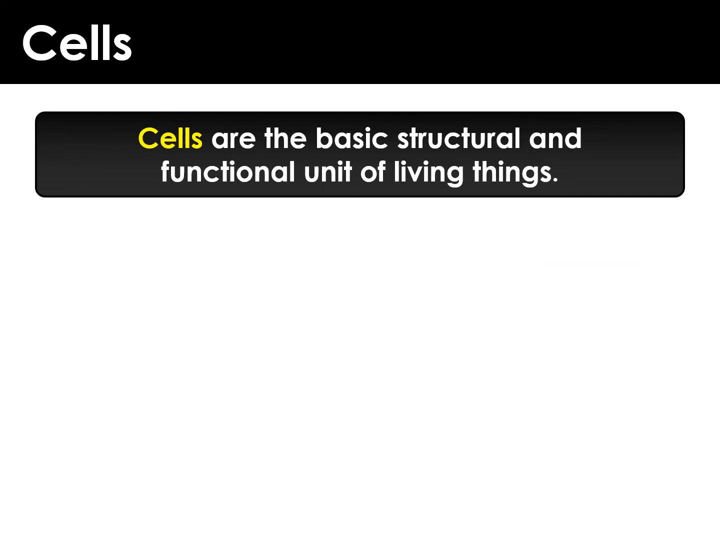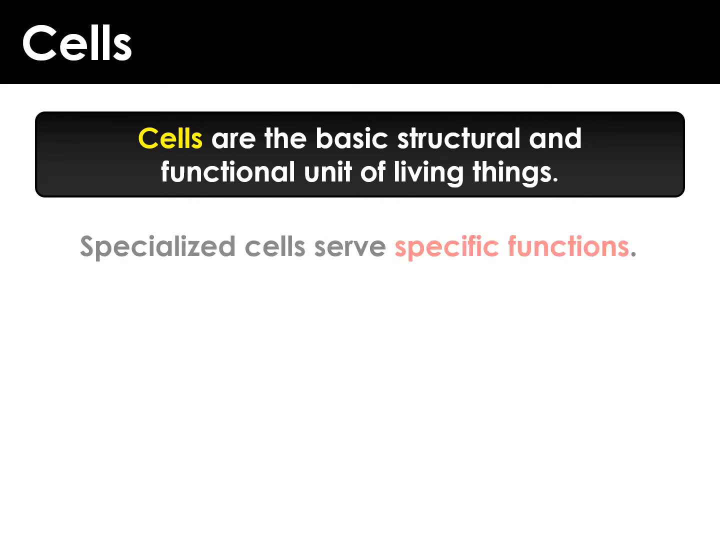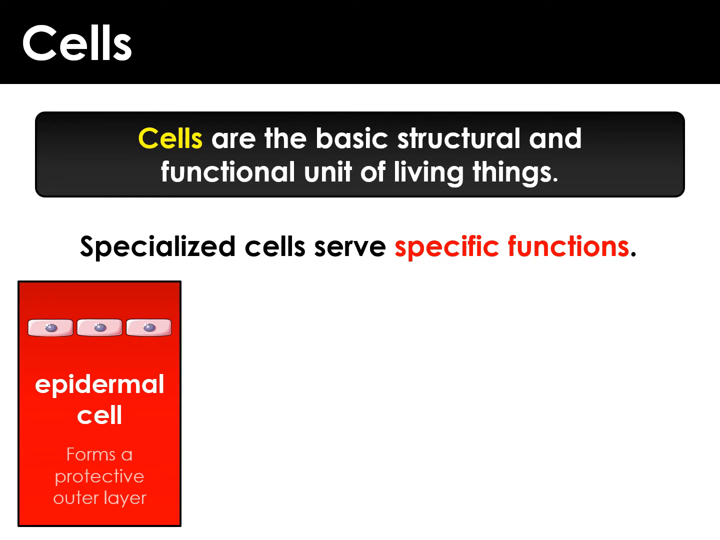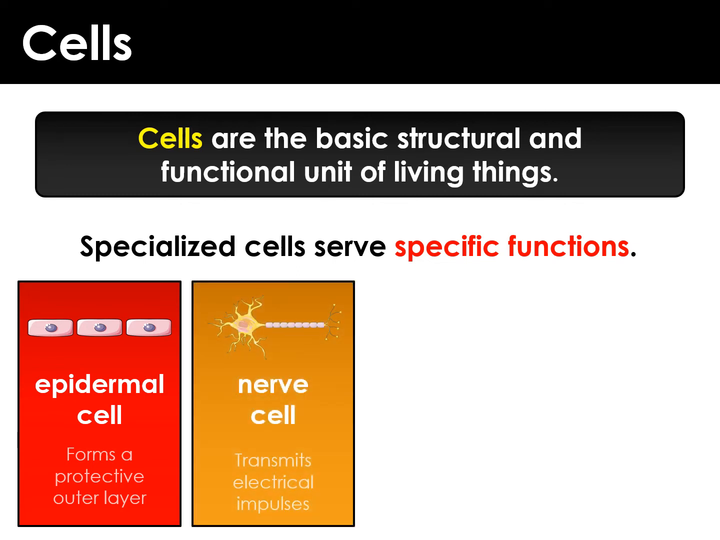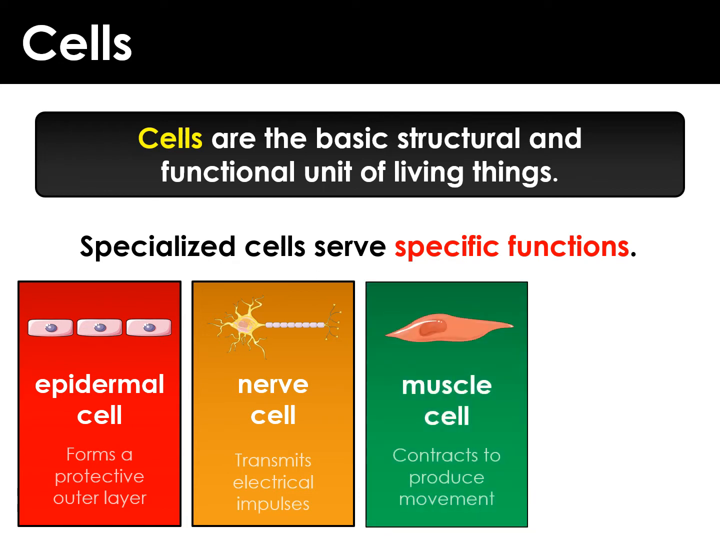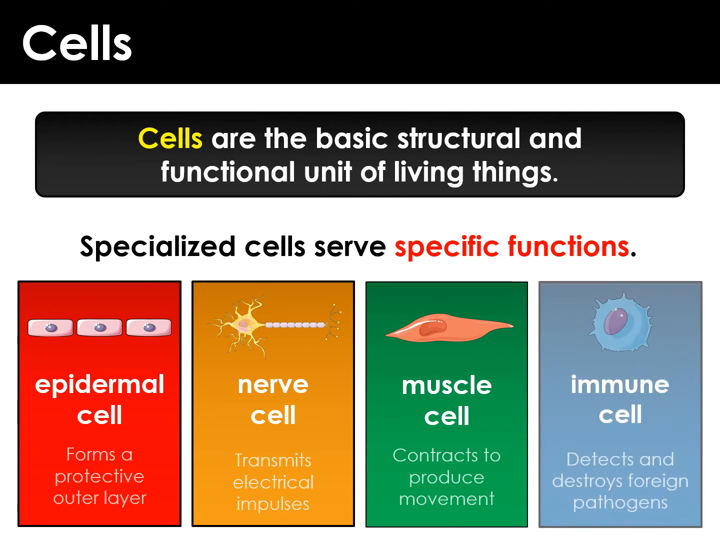When atoms are grouped together, they form cells. Cells are the basic structural and functional unit of living things. The human body has many specialized cells that serve specific functions. For example, we have epidermal cells that form a protective outer layering of the body. We have nerve cells, which can transmit electrical impulses. Muscle cells that are capable of contracting and producing movement. And immune cells that help to detect and destroy foreign pathogens.